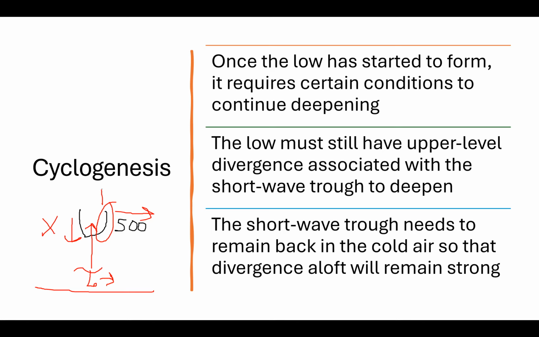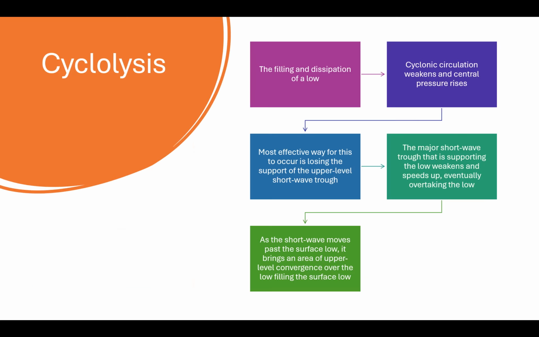This PVA is outrunning the upper level shortwave trough. There's no friction, so it's moving quicker, eventually overtaking your surface low. And then once that shortwave trough passes, you have sinking air motion and NVA. That's going to result in sinking air and filling of the air column. That's what we're getting at right at this point, with this bullet. The major shortwave trough that is supporting the low weakens, speeds up, eventually overtakes the low, and as that shortwave moves past the surface low, it brings an area of upper level convergence over the low, filling the surface low.